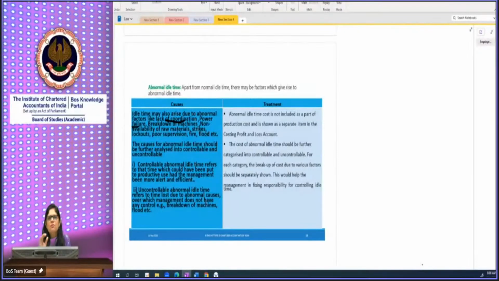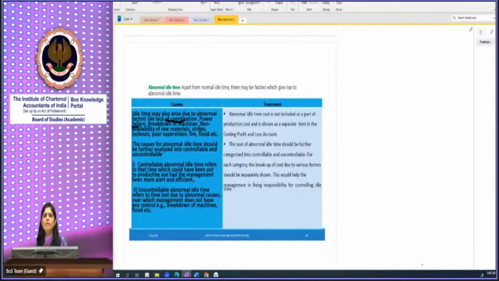Now there are two types, controllable and uncontrollable. Earthquakes, floods, strikes, lockouts, these are uncontrollable. If I am the department head, I cannot control flood or earthquake. So let us say a flood has come or strikes are there. So machines are idle, we are idle. During COVID was abnormal idle time. It will not happen every time. Do we have control on it? We didn't have any control on it. We were idle. So all my salary was abnormal idle time, right? So basically uncontrollable, we can't do anything.